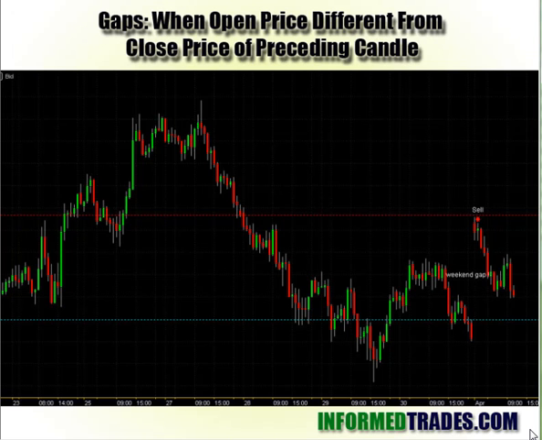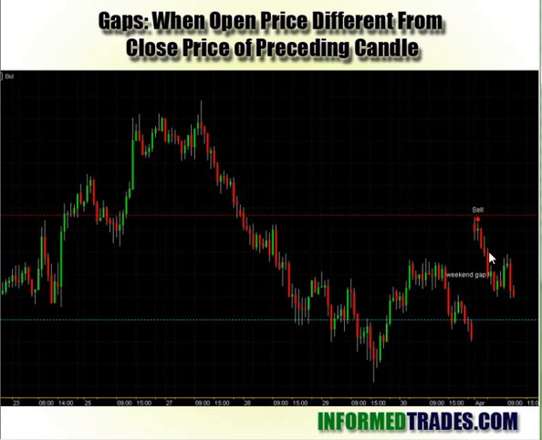What are gaps? Gaps are basically when the open price of the current candle is different than the close price of the preceding candle. In that situation, you see a gap. On the screen right now is the concept illustrated. This chart comes from RoboCod at Informed Trades. It shows that every weekend the forex market closes on Friday. When it reopens on Sunday, if it opens at a different price than what it closed at on Friday, which it often does, that's a gap.